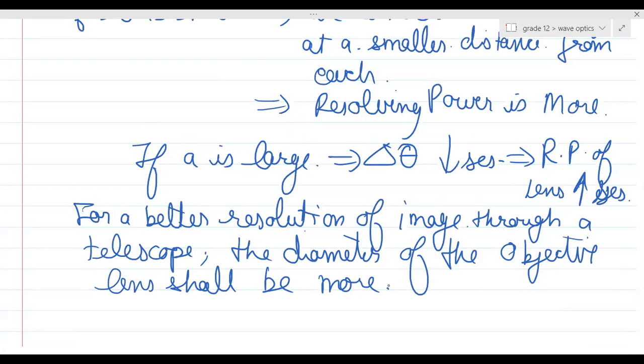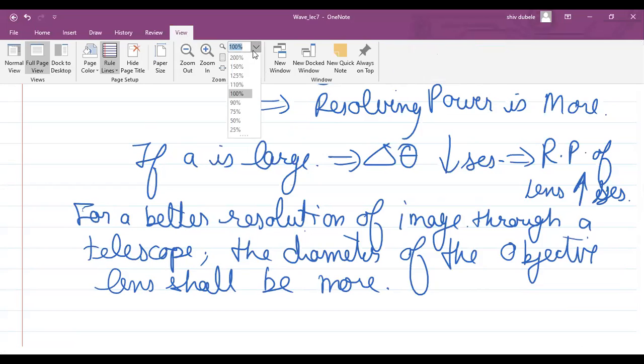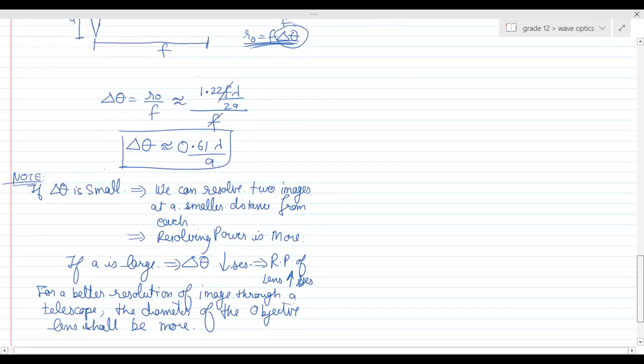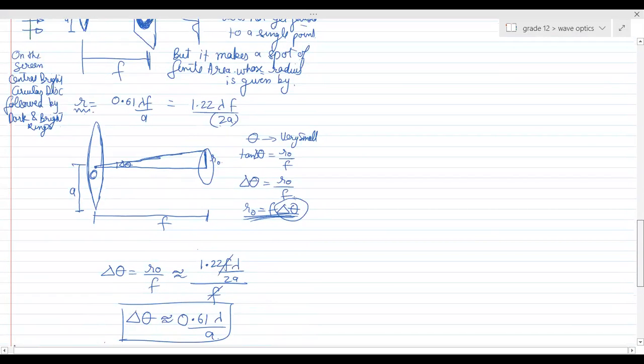Is it clear, guys? So could you scroll up one minute? Sure, I'll just minimize it. Scroll up more. No, sir, only the note.